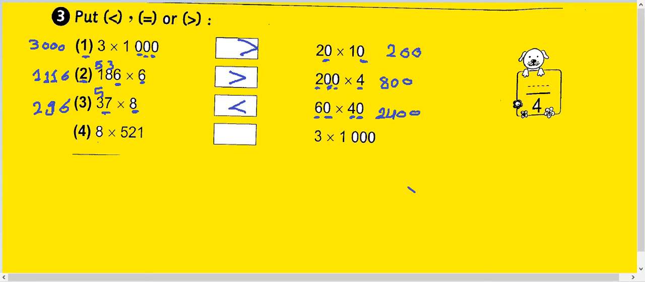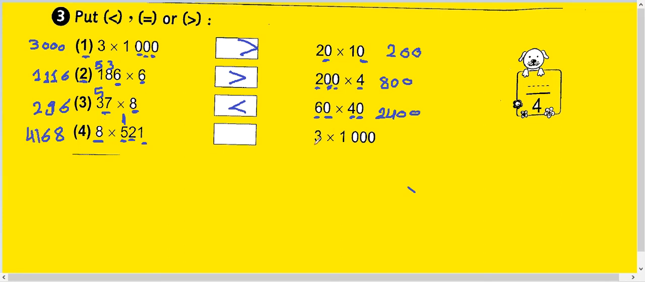Question number 4. He said 8 times 521. 8 times 1 equals 8. 8 times 2 equals 16. We can say 6 and carry up 1 above 5. 8 times 5 equals 40. 40 plus 1 equals 41.